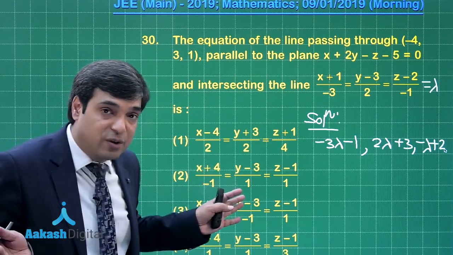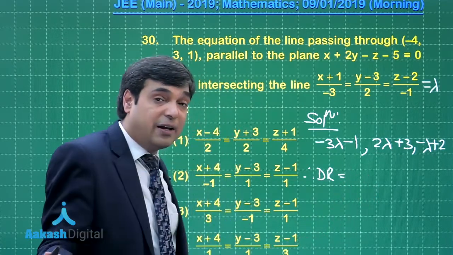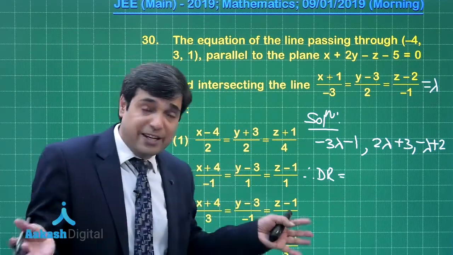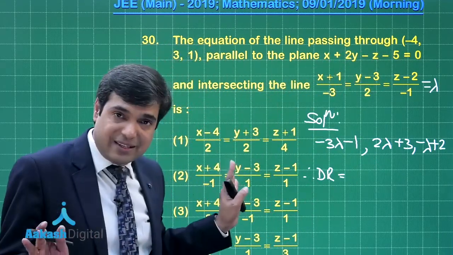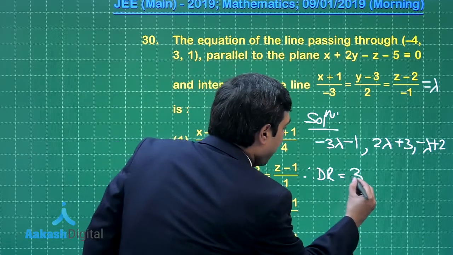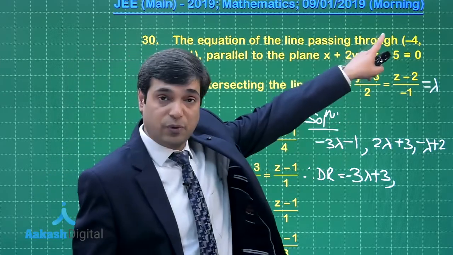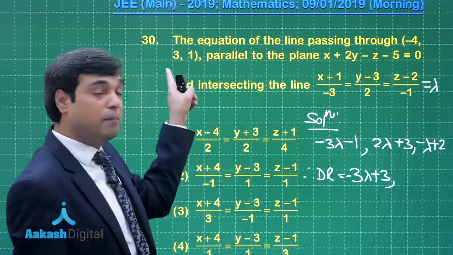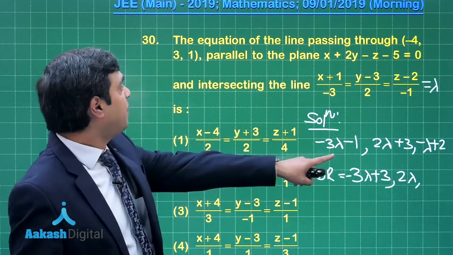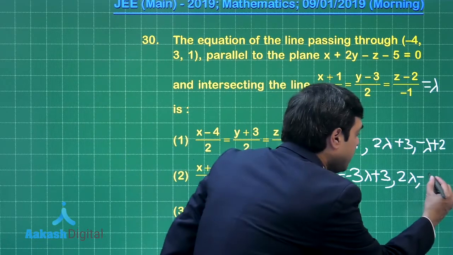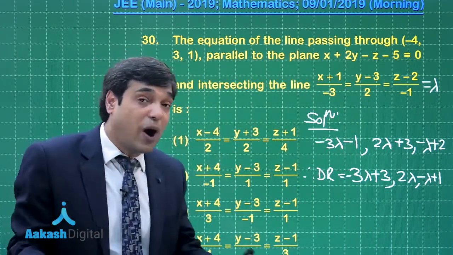Can we find the drs of required line? Yes. Therefore, drs, what we define? x2 minus x1, y2 minus y1, z2 minus z1. So this point as well as the given point. This is clear. So we have minus 3 lambda plus 3, right, because this one plus 4. Then 2 lambda plus 3 minus 3, giving me 2 lambda. Next minus lambda plus 2 minus 1, giving me minus lambda plus 1. These are the direction ratios of required line.